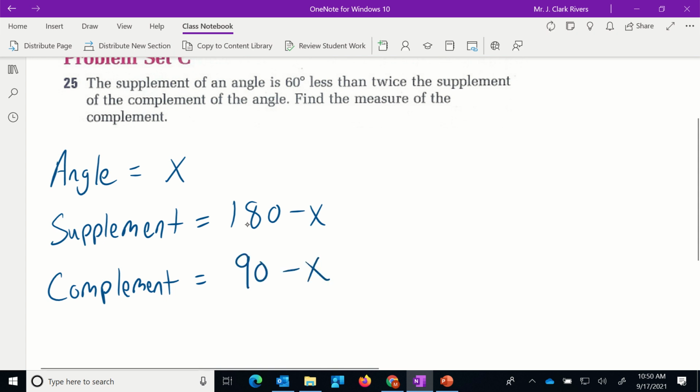I'll put that in as a placeholder. Based off the problem, I may manipulate the supplement a bit. I may manipulate the complement a bit. It just depends on what the problem says.